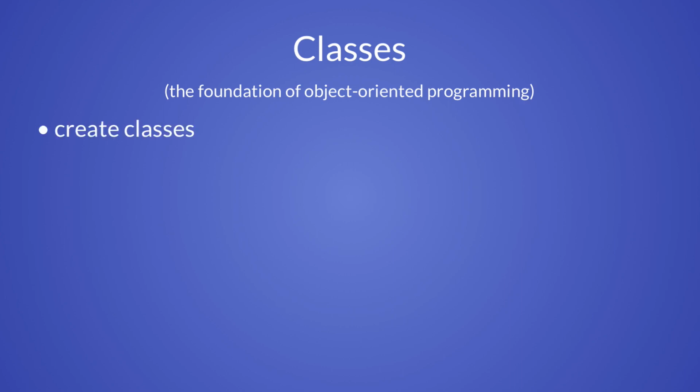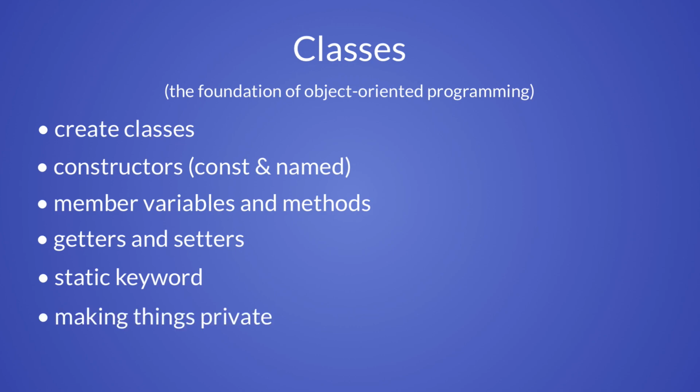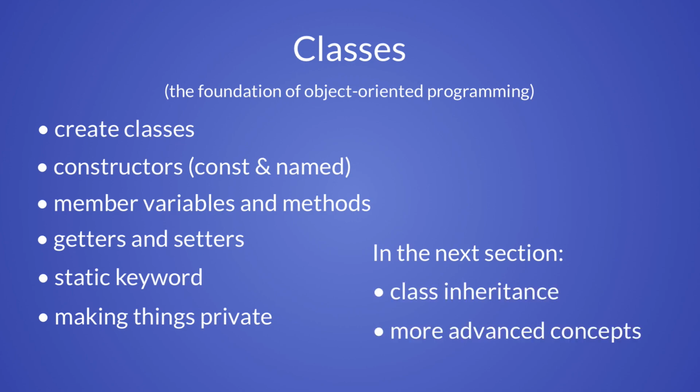In this section, we are going to learn about classes in Dart. Classes are at the foundation of object-oriented programming, and they are supported in many programming languages. So in this section, we will cover all the basics, including how to create classes and work with constructors, including const constructors and named constructors. We will see how to add variables and methods to our classes, and how to use getters and setters. We will also learn how to create class variables and methods using the static keyword, and how to make things private when needed. But there is much more than this, so in the next section we will talk about class inheritance and some more advanced concepts. Okay, so let's continue on the next lesson.